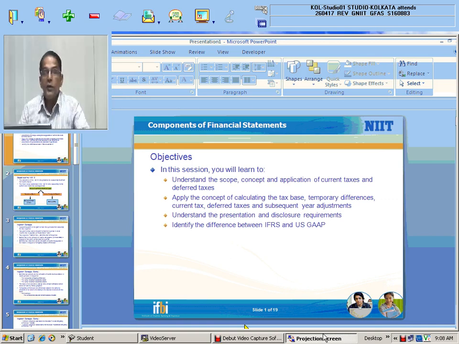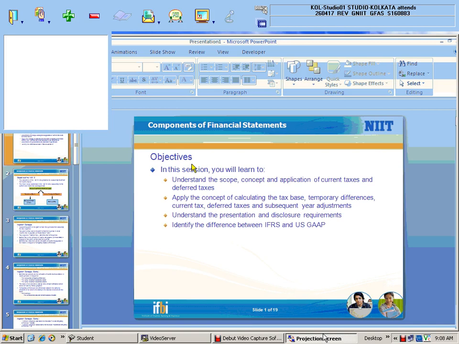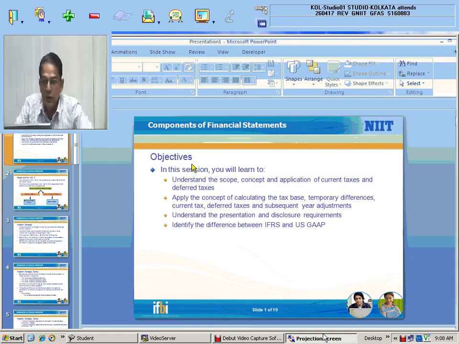So in our last session, we started discussing Accounting Standard 12, which basically applies to current tax and deferred tax, the accounting treatment for current tax and deferred tax.